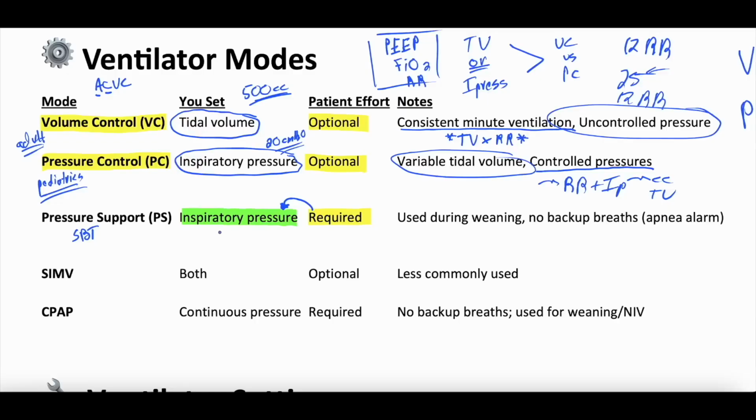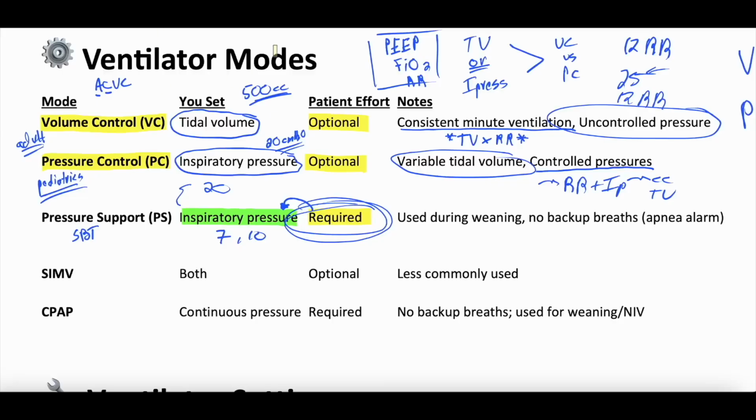And we can set this, right? A lot of times it's 7, or some people use 10. And you could set this really high. You could essentially make this a highly supported ventilator mode, where you set that inspiratory pressure just as high as you did for pressure control, right? You could set it at 20. But the patient still has to breathe on their own. They still have to prompt those breaths.